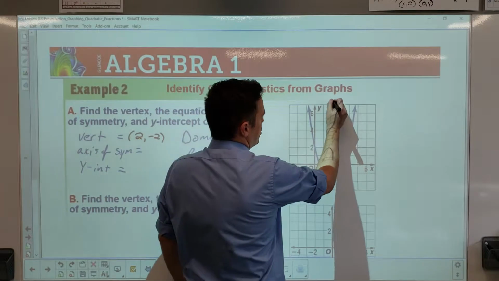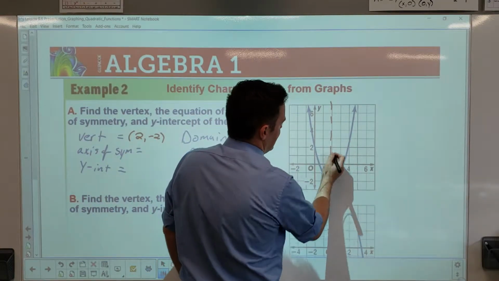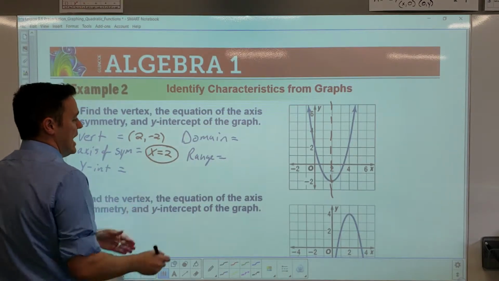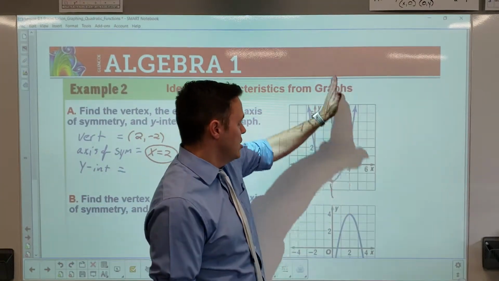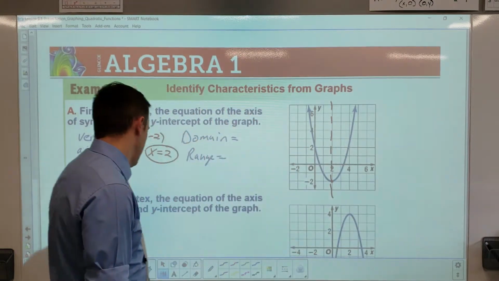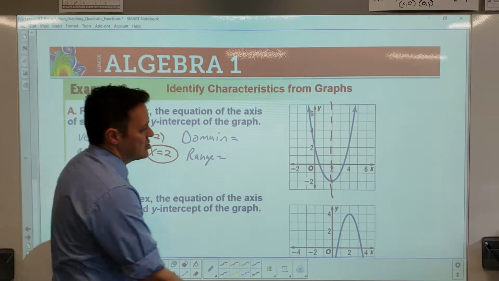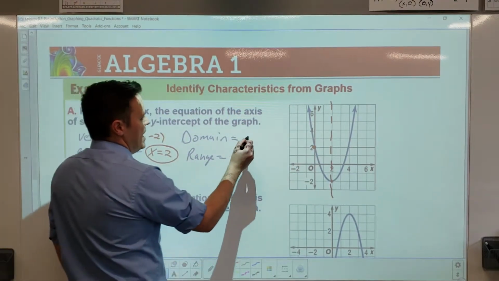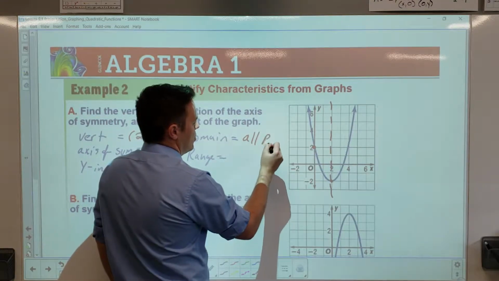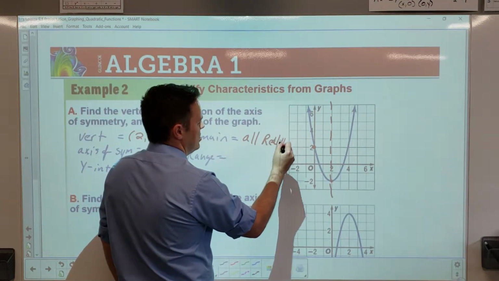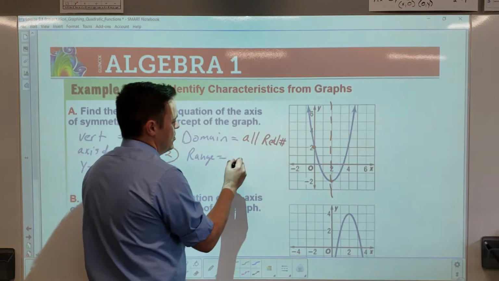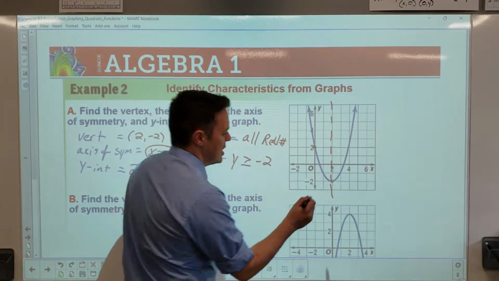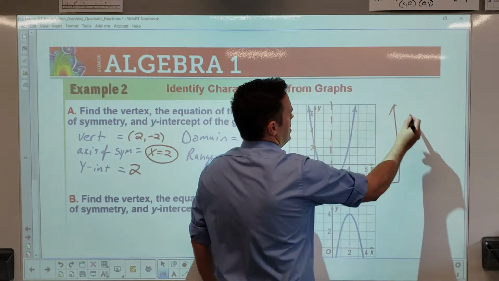So what line would create perfect symmetry? It would be the line down the middle, which is on 2. So your axis of symmetry is x = 2. It's not 2, it's x = 2, so you know it's the entire line. What is the y-intercept? It's where the graph intersects the y-axis. It is 2. Domain is all real numbers. And the range is going to be y ≥ -2, because it stops right here and the graph goes that way.